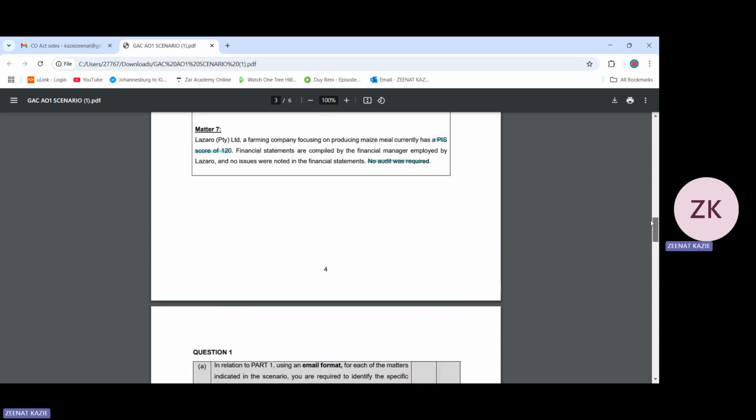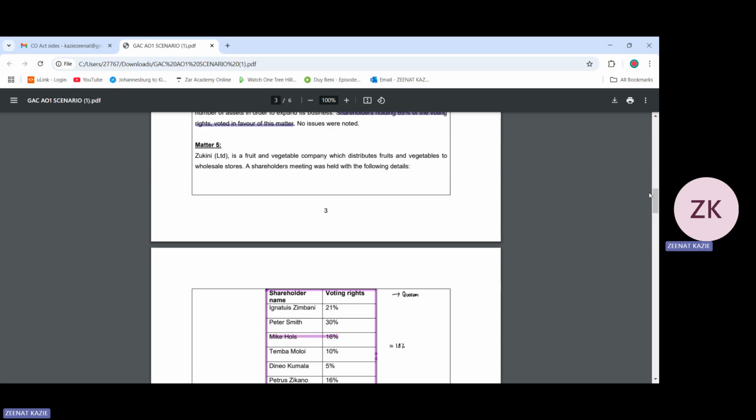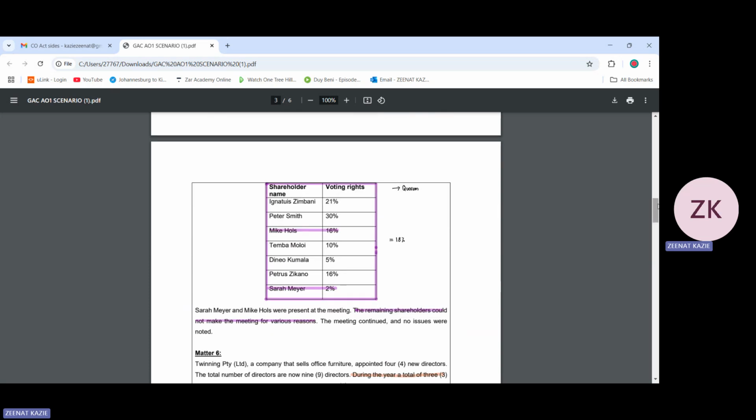Then if we go to matter 5, it says Zucchini Ltd, a fruit and vegetable company which distributes fruit and vegetables to wholesaler stores. A shareholders meeting was held with the following details. Then they give you the details of the shareholders' names and their voting rights. When you see a table like that, you should be thinking about a shareholders quorum, the meeting quorum. Always remember that. Majority of the times when the Companies Act is tested, shareholders meeting quorums are tested.